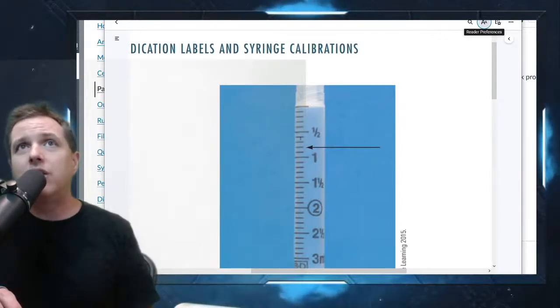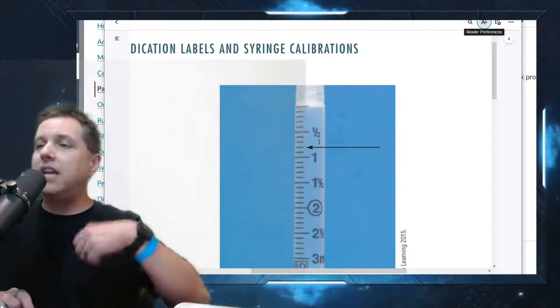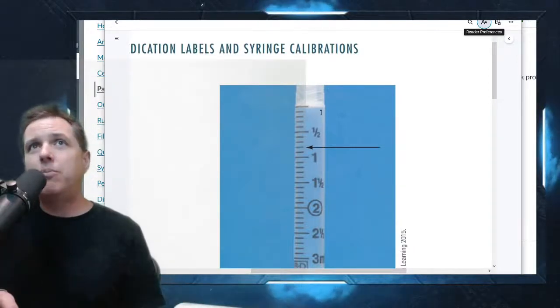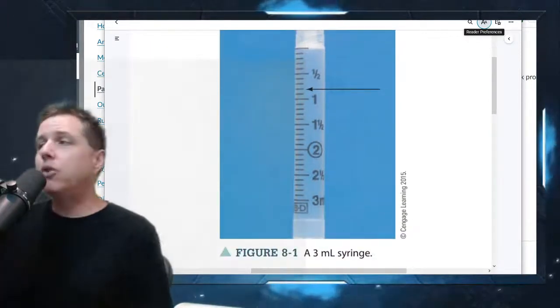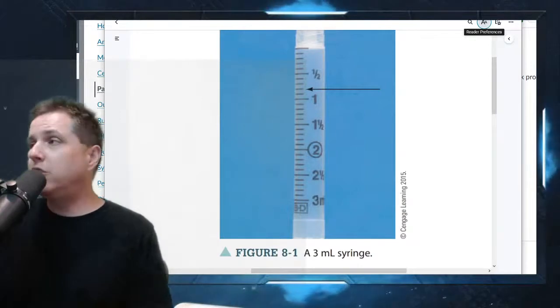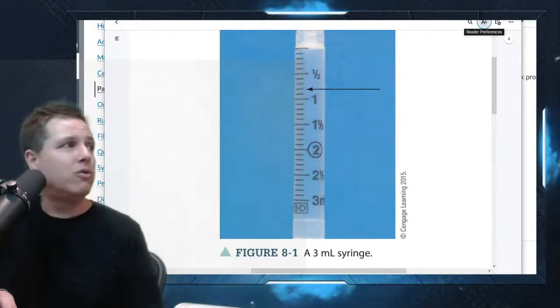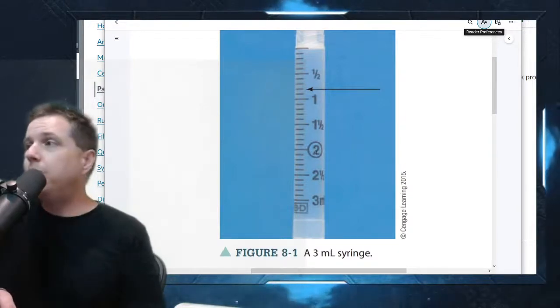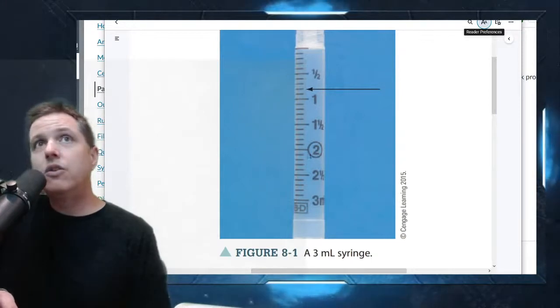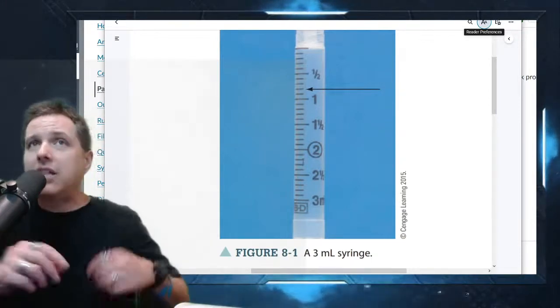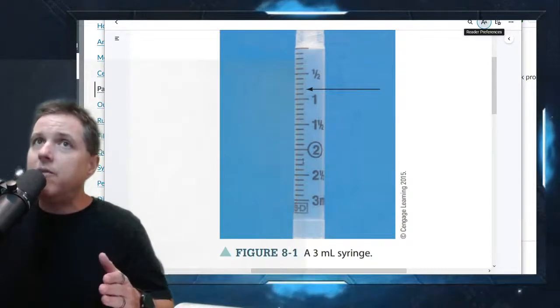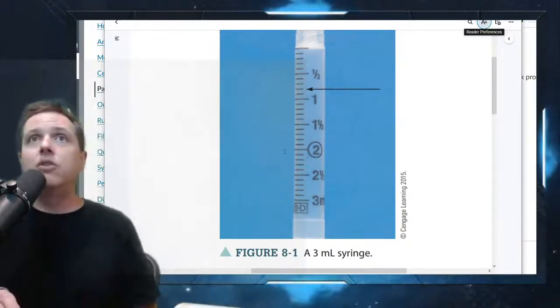And then the lines that are a little bit longer indicate a bigger jump. They're just helping you check. So this one's a half, and then this line that's even slightly longer is 1. That way you don't have to count every gradation from the beginning. If you were supposed to fill this up to 2.2, you could jump right to 2 here, and then go 2/10 more. So this next line and then the next one, and that's where you would want to fill with the medication.